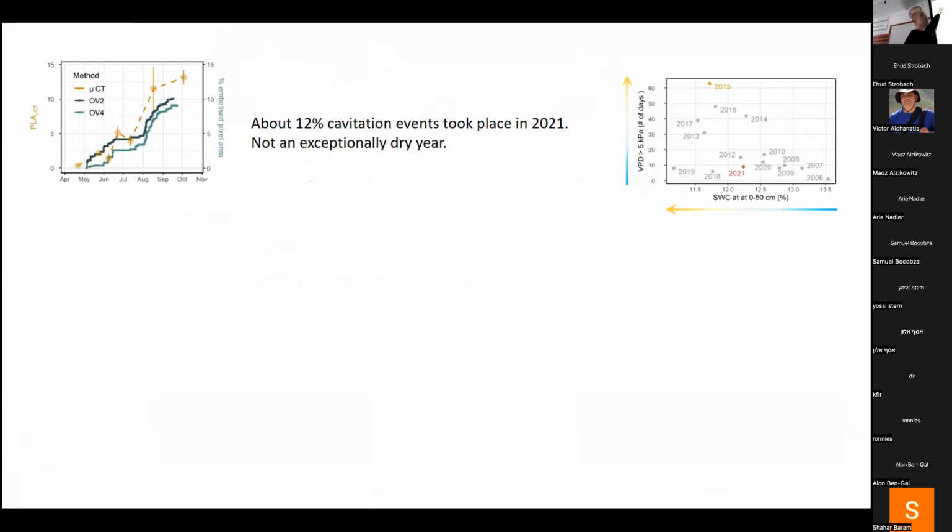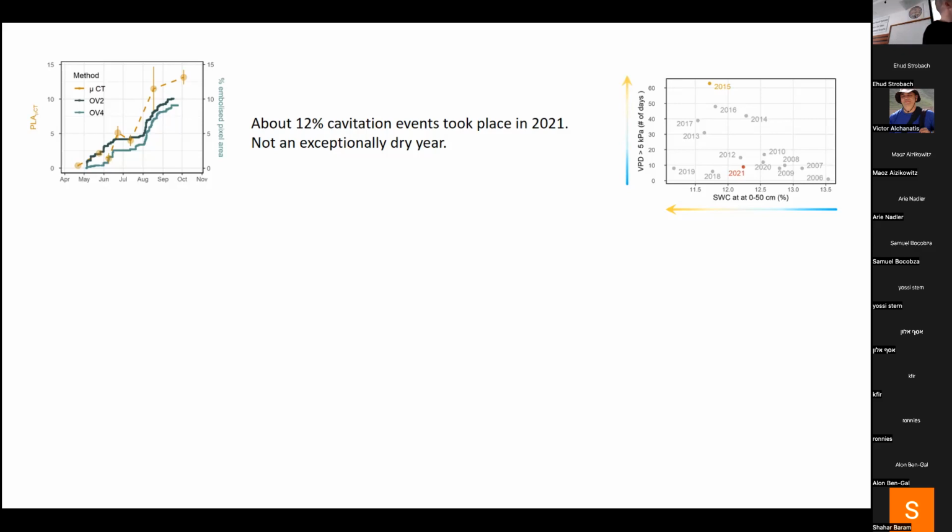We also did micro CT once a month just to have a reference. We brought shoots to the lab, and in those shoots we got about 14%. So overall, on average, we got 12%. It's a relatively low percent of cavitation in the forest. And you can see that 2021 was a relatively wet year.